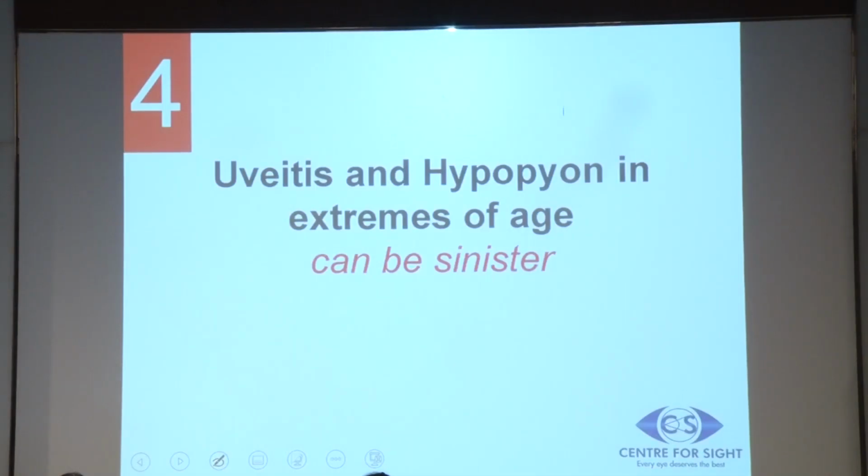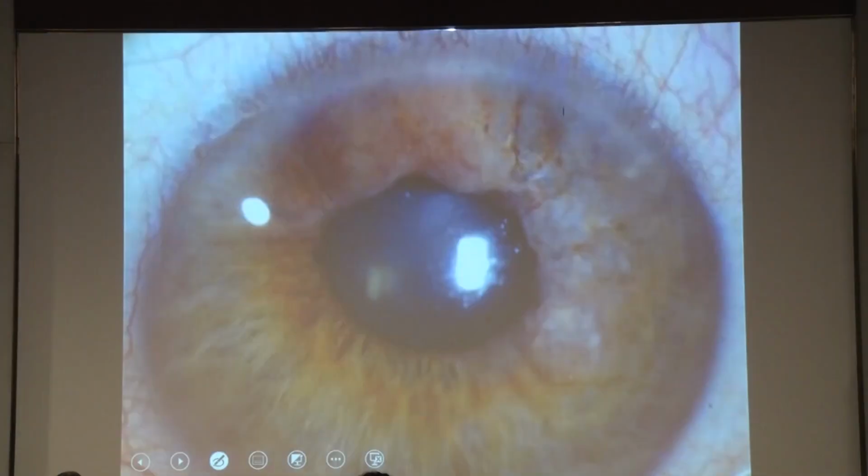Next tip is that if you find uveitis and hypopyon in extremes of age, in a young child, in an elderly individual, it can be sinister. Uveitis is mainly in young adults, generally. But if you find hypopyon in a young child, 5-6-year-old child or 70-year-old grandparent, you should be very careful.